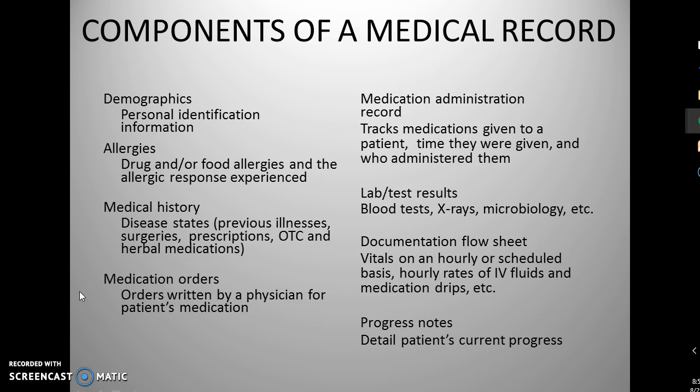And then you have the progress notes. The progress notes detail the current progress of the patient and include any patient complaints, laboratory data, physical exam findings, overall assessment, and plans for the patients. And these progress notes are usually written by the physician while the patient is in the hospital, but it could be added on to by other healthcare professionals, such as nurses, social workers, or pharmacists, etc. Okay, so these are the components of the medical records that you usually see, and you should be familiar with.